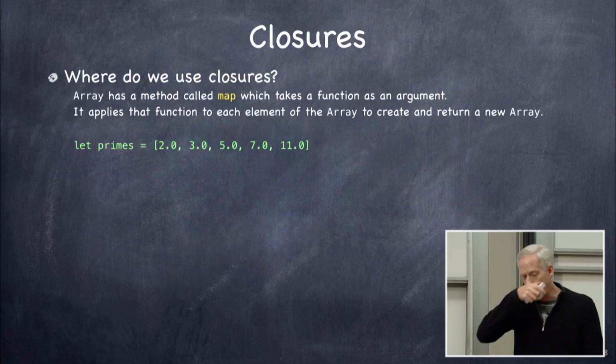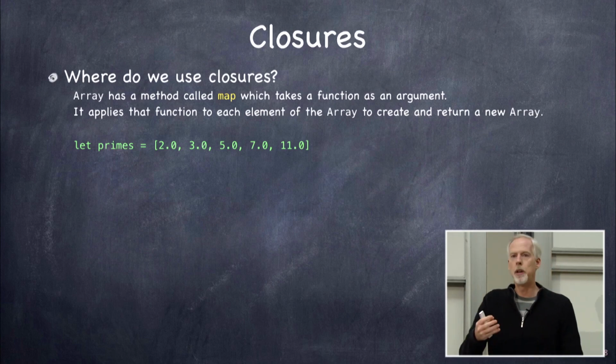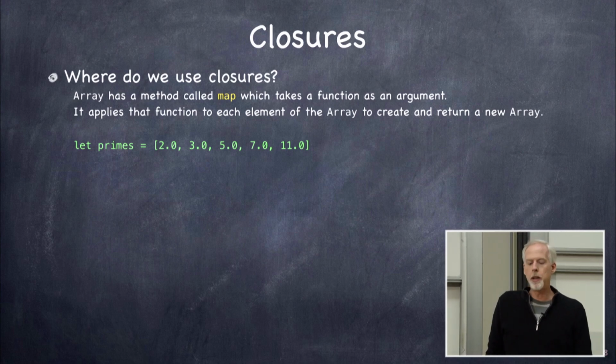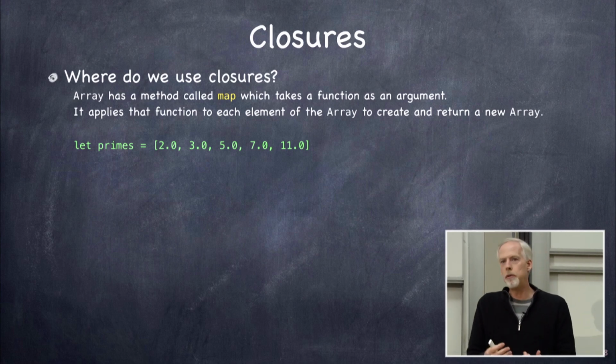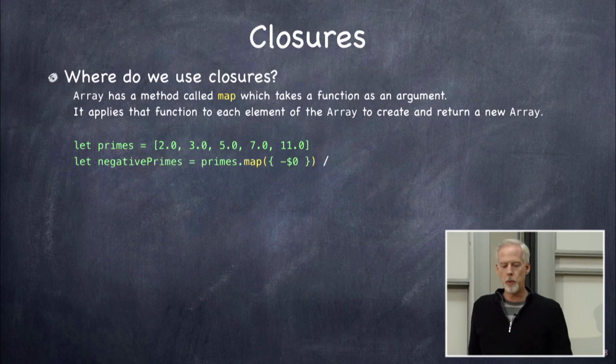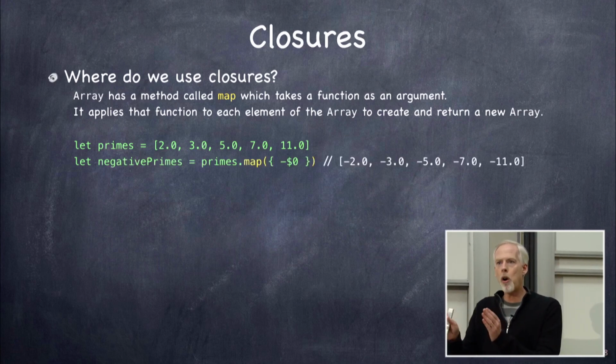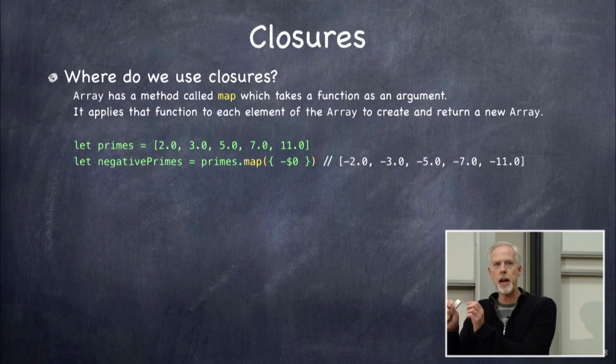So how does that work? Here I have an array of floating point numbers. They happen to be the first 5 prime numbers, right? 2, 3, 5, 7, 11 here. And what if I wanted to have an array of all negative 2, negative 3? Well, I would just say negativePrimes equals primes.map. The only argument is a function that does change sign. Right?